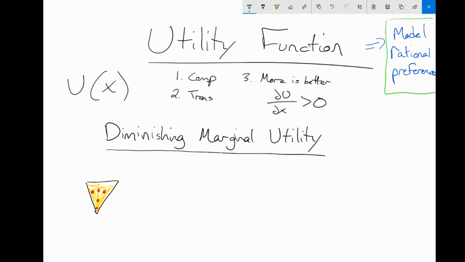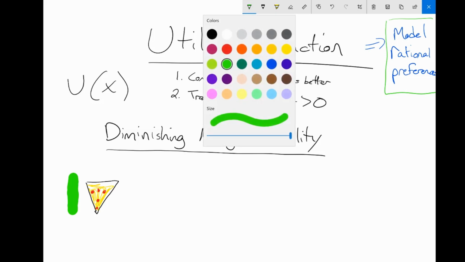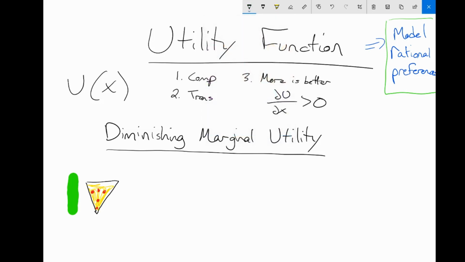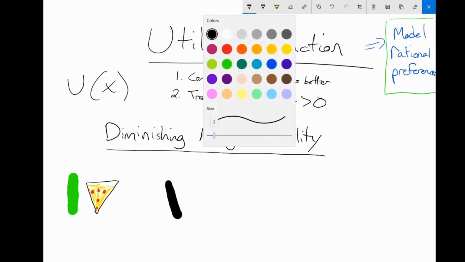You're very hungry. This is your first slice of pizza. I'm going to represent value here by green lines. So this is going to be very large. This is going to be of very high value to you. This first slice of pizza is going to be very valuable to you because you're starving.